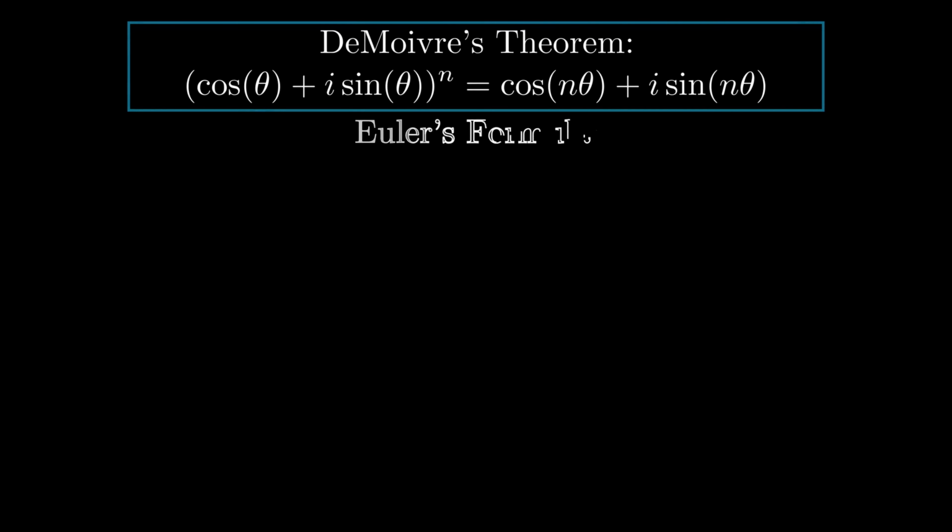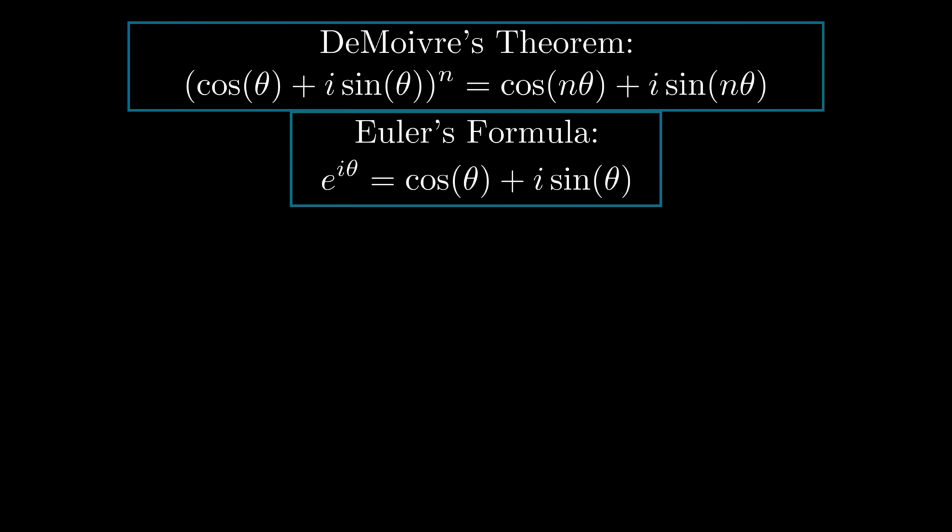Euler's formula says that e to the i theta is equal to the cosine of theta plus i sine of theta. This looks pretty similar to the left side of DeMoivre's theorem. We can raise both sides of Euler's formula to the nth power to make this equivalent.